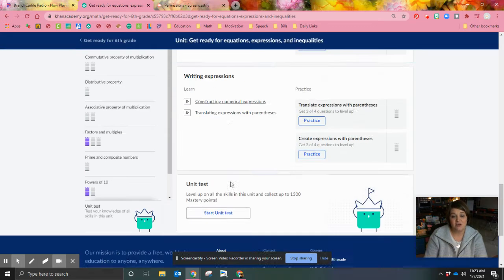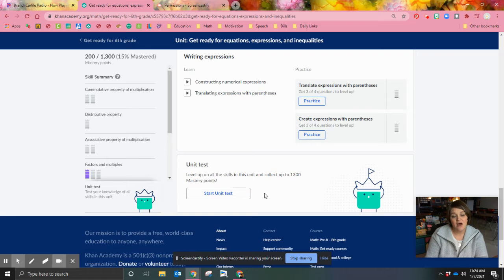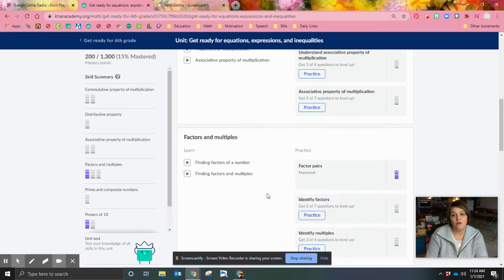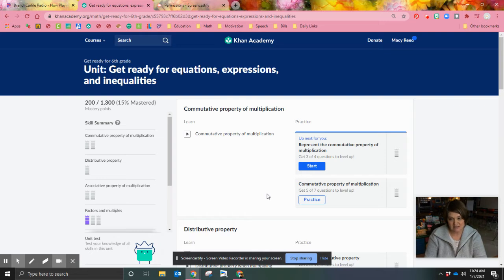First, you start by taking the unit test. Okay, and many of you did well on the unit test, but you're finding that it still didn't get you all the way to mastered. So you have two options. And here's why. That is because there are only 13 questions on this unit test, and there are more skills and more questions needed than just that one unit test.